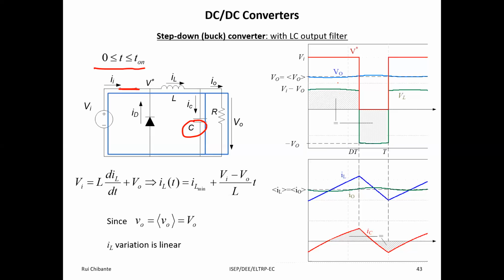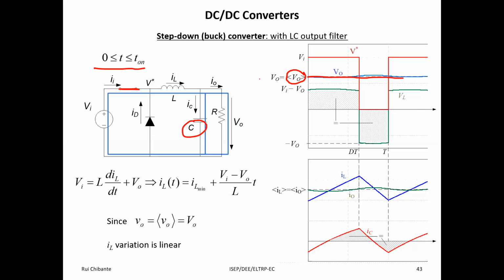So that's why here we are assuming that the voltage is constant, and this constant is equal to the average value of the output voltage. But how can I define this average value?